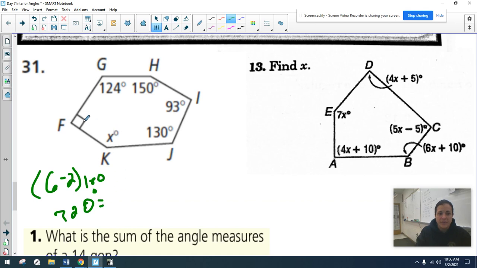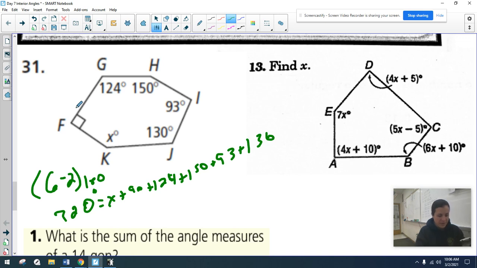So now all I got to do is add them. X, 90, 124, 150, 93, and 130. So I added all the angles, set them equal to 720. Okay, so all you really need to do is take that 720 and subtract all those. So I'm going to subtract 90, 124, 150, 93, and 130. So if I subtract them all, I'm going to get 133 for my x. Okay, so these are types that you'll see.